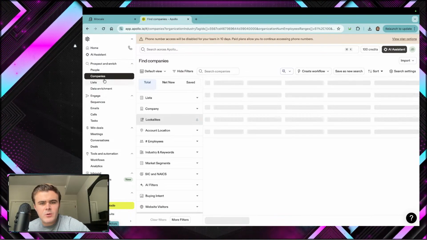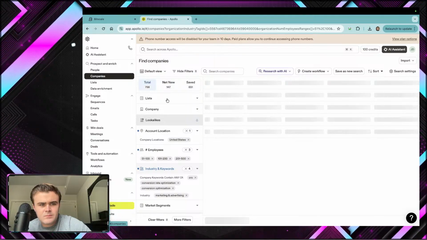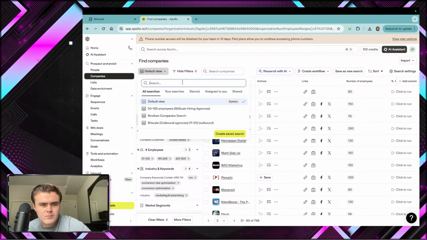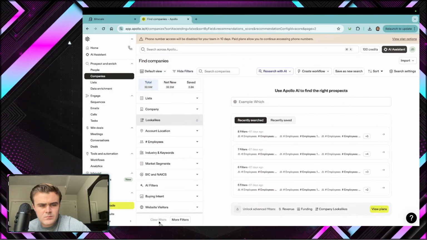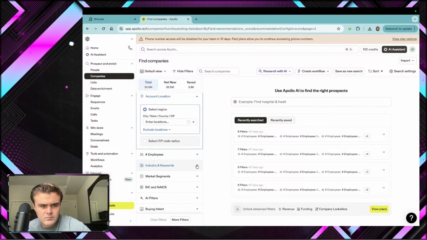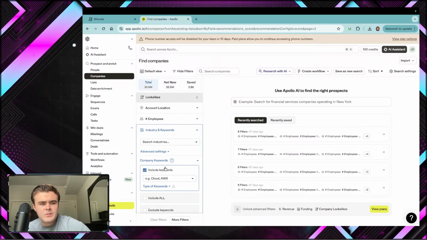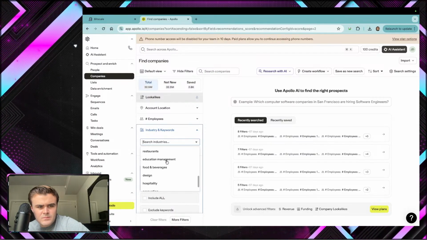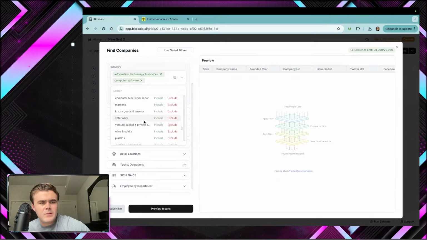So look, one thing I want to see. If you go to companies here, let's look at their industries. They only have, so that's pretty impressive. Look at all the different industries for BitScale here.